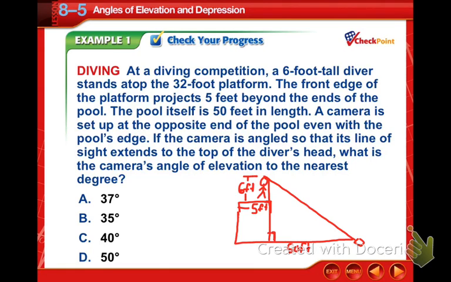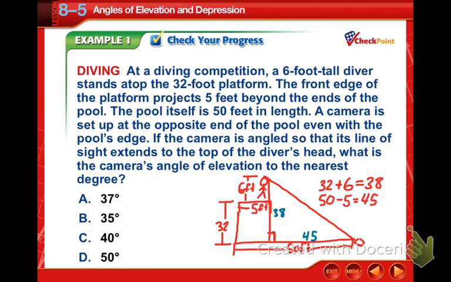Okay? So that 50 feet, though, is the entire length of the pool. So we need to take out that 5 feet. And our height there is not just the 6 feet, and this is 32, by the way. 32 feet here. We need to add those together to get our overall height. So 32 plus 6 is 38. So that's our one leg. And then the other leg, 50 minus 5, which is 45. So that's our bottom leg here. Okay? And we are looking for this angle here, our x.